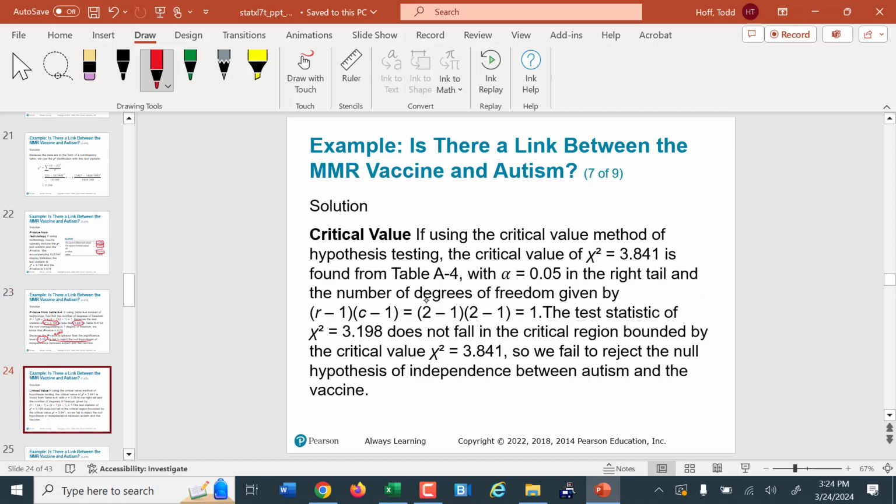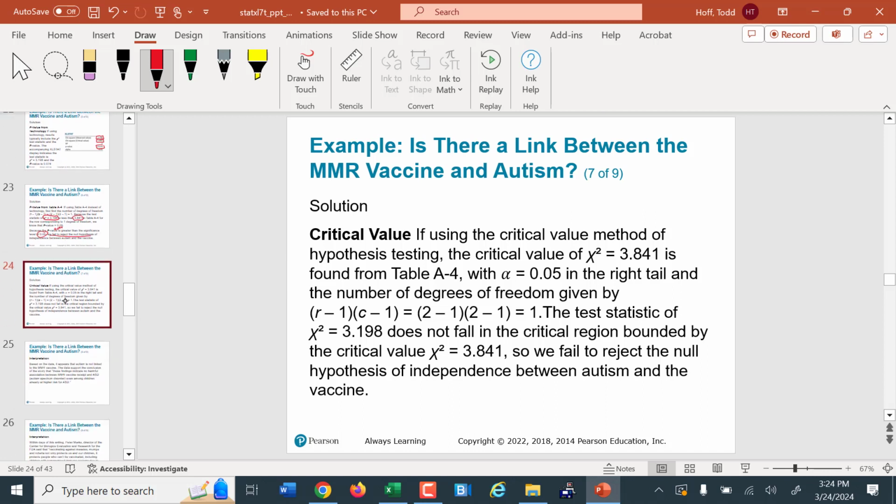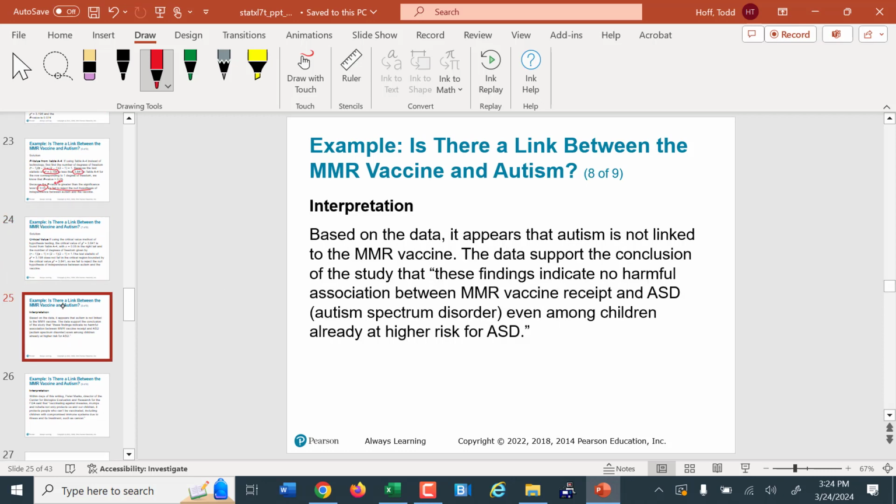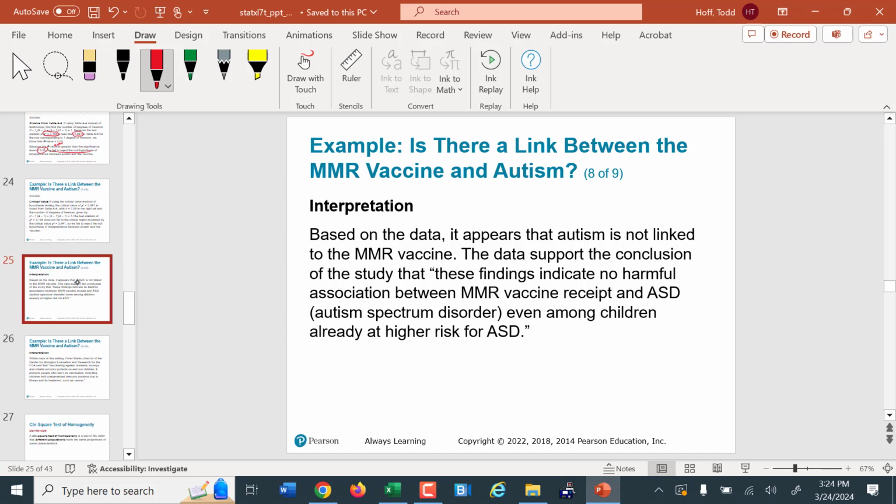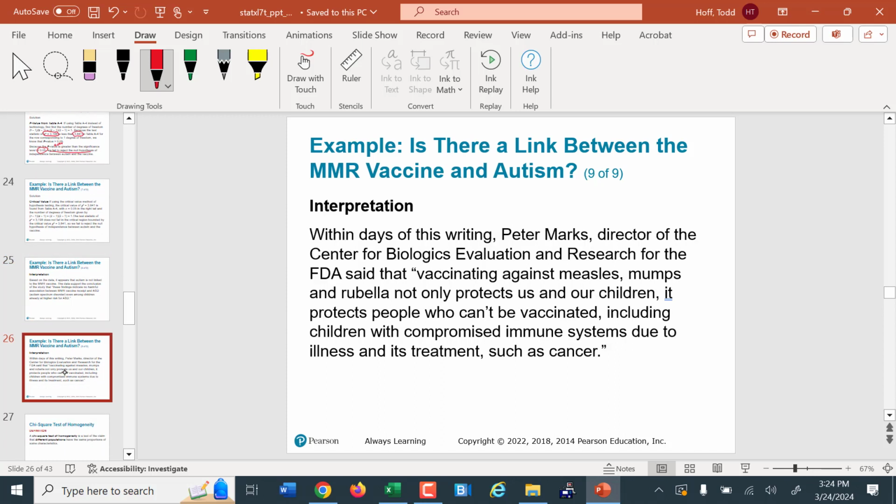So what that means here is that we fail to reject the independence of being vaccinated and developing autism. We can't say that there is a link between the two of them. So this is just restating that, saying we don't have any evidence to reject the idea of those being independent. And once again, interpreting that result in another way.